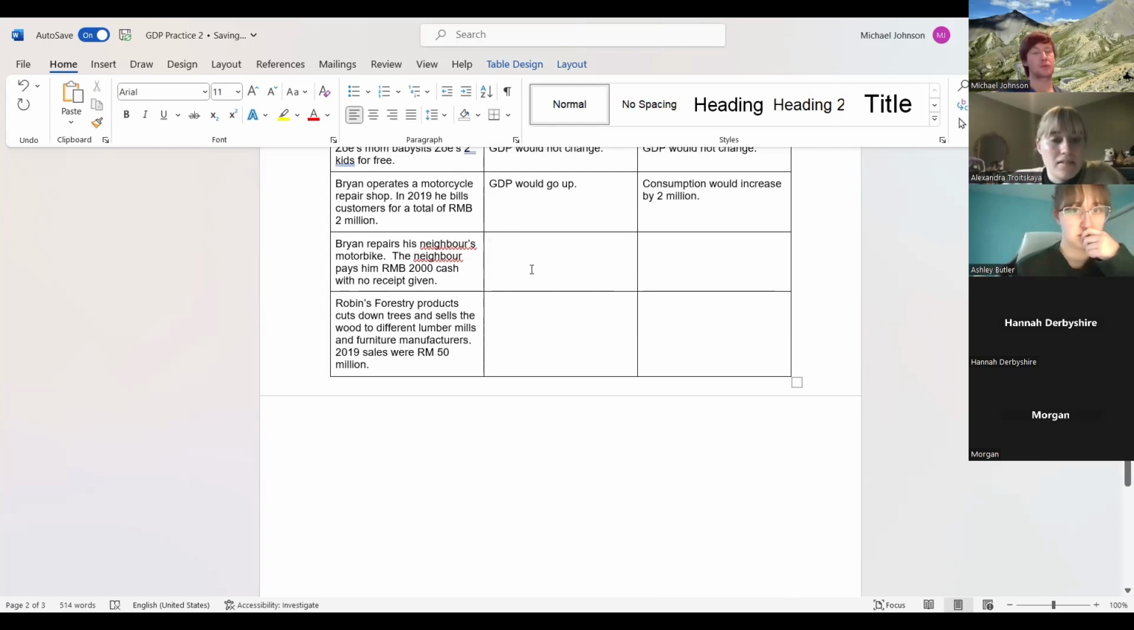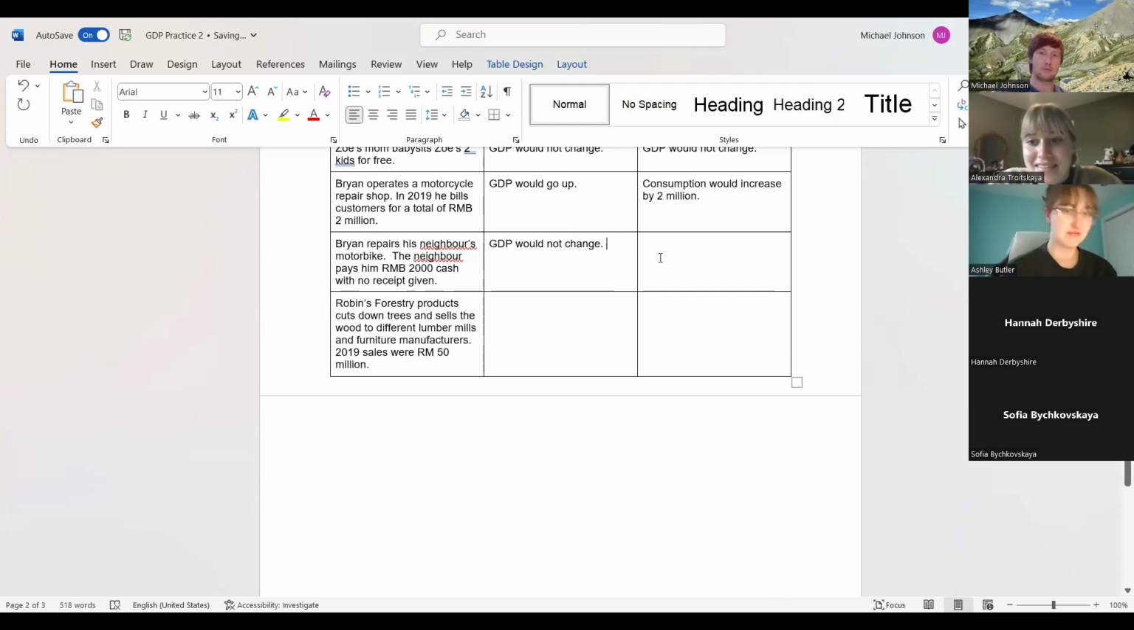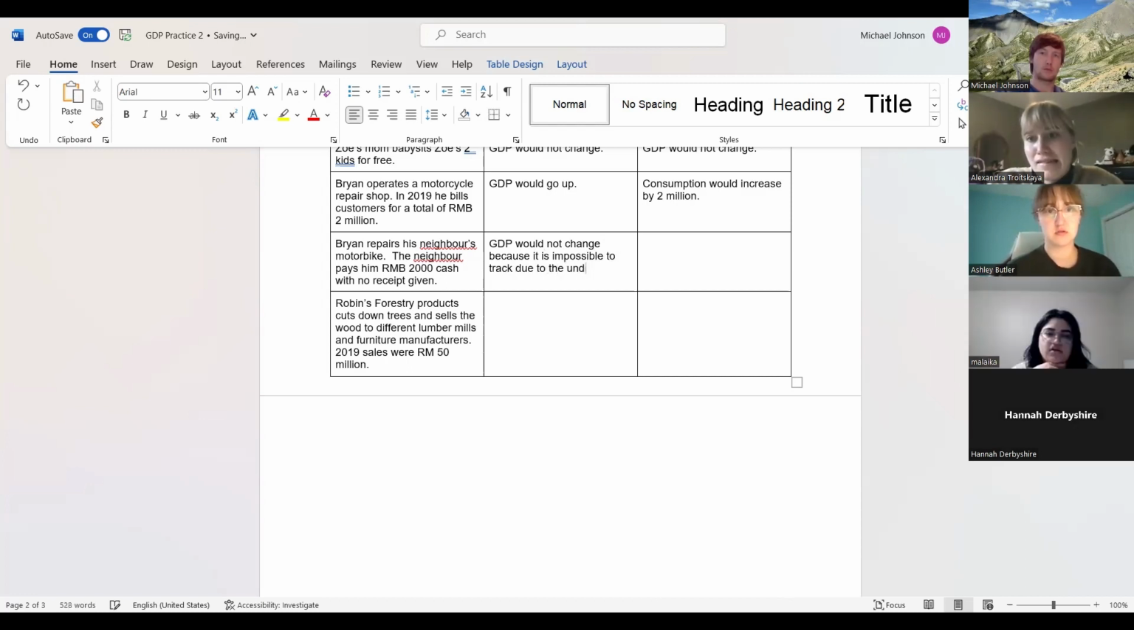And then Brian repairs his neighbor's motorbike. The neighbor pays him RMB 2,000 cash with no receipt given. That doesn't contribute to it? I would say there is no way to track these transactions. It's the underground economy, technically. So that 2,000 still goes into the economy and benefits the economy, but they can't count it as GDP because they don't pay taxes on it, technically. It's not a new product that's being sold. It's just repairing a motorbike that's already been sold.